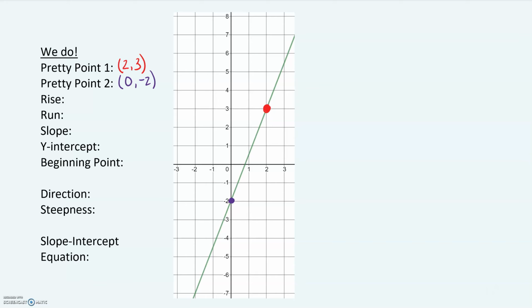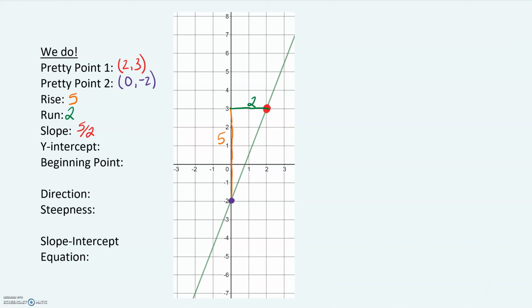So the first thing that we need to find, remember, is our rise to get our slope. To get our rise, we need to count how many lines we go up from the bottom point up to the top. So from here, I'm going to go up 1, 2, 3, 4, 5. So my rise was 5. And then our run is how many we go side to side. So I'm going to run 1, 2. So my run was 2, which means that when I do my rise over run, my slope is 5 over 2.